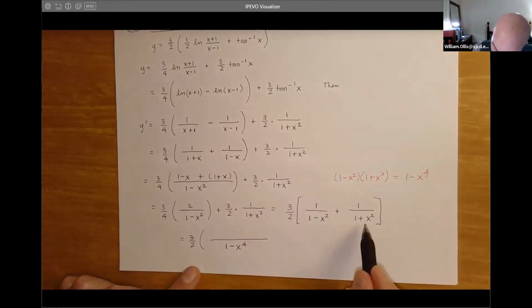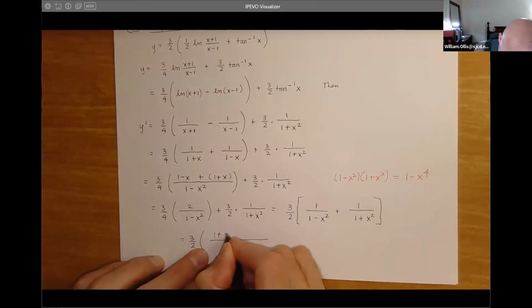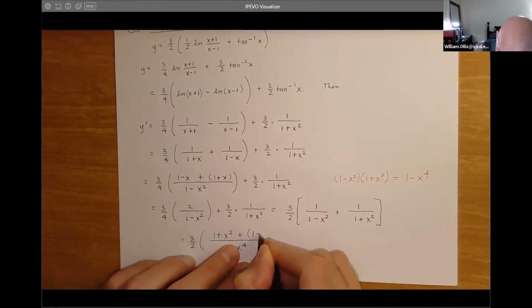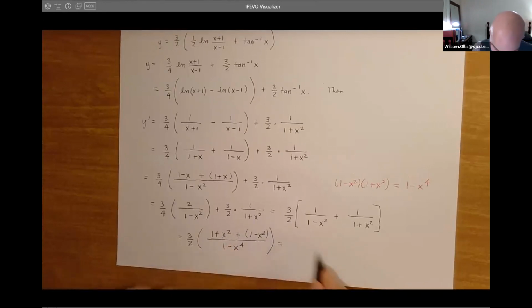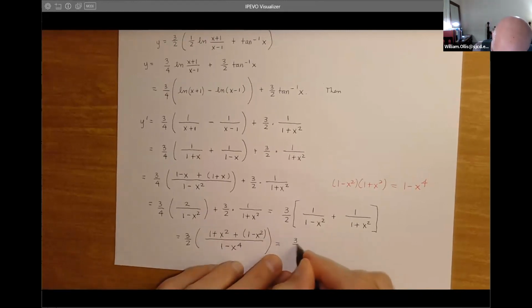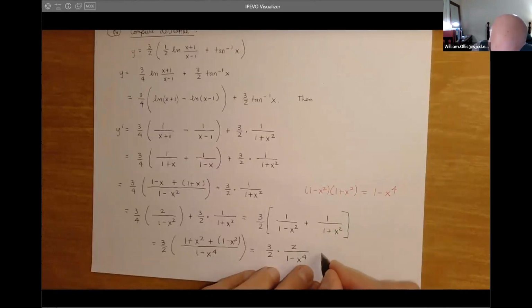And so now with the common denominator, we get a 1 plus x squared, and then we get plus a 1 minus x squared, same difference. So again, the x squareds absorb, and so we have 3/2 times 2 over 1 minus x to the 4th. And then, of course, the 2s absorb, and we get 3 divided by 1 minus x to the fourth.